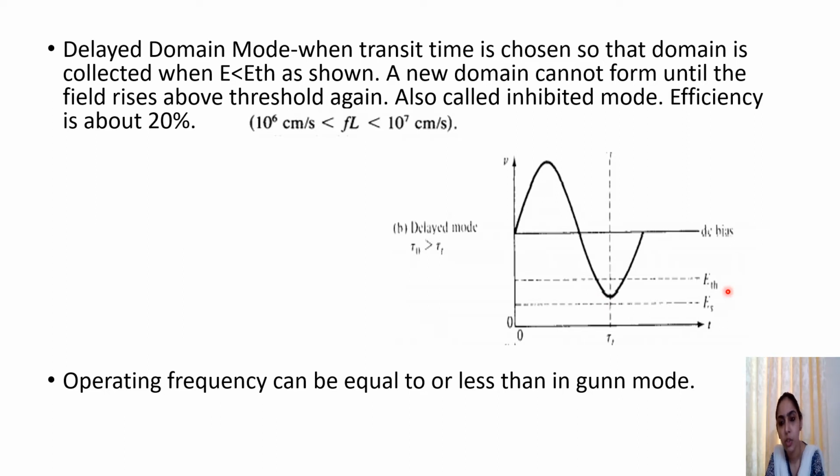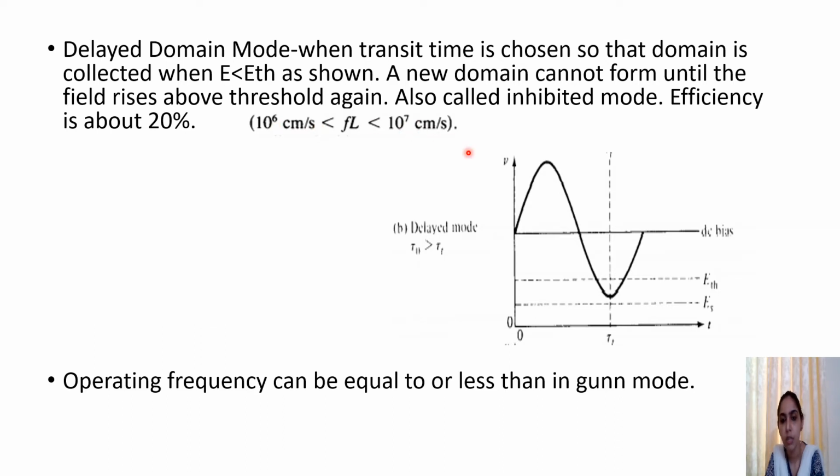So when will a new domain be formed? It can be formed only when the electric field rises above the threshold again. Okay, so this mode is also called an inhibited mode and the efficiency is around 20%. And remember this condition. This condition is when the fL value is ranging between 10 raised to 6 centimeter per second and 10 raised to 7 centimeter per second.